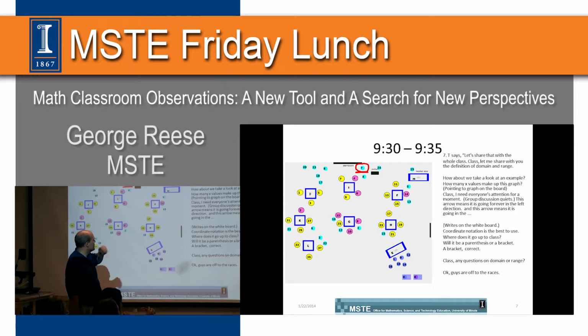He's writing on the whiteboard. Coordinate notation is the best to use. Where does it go up, class? Will it be a parenthesis or a bracket? A bracket, correct. So someone has answered. Class, any questions on domain and range? Okay, you guys are off to the races.